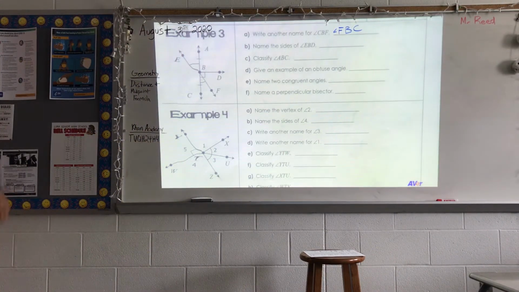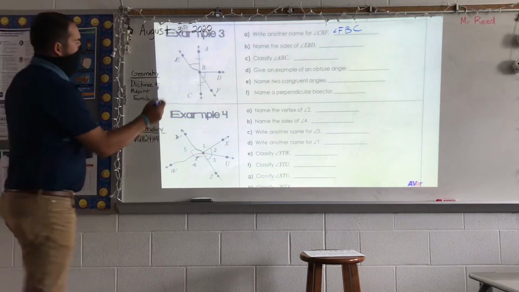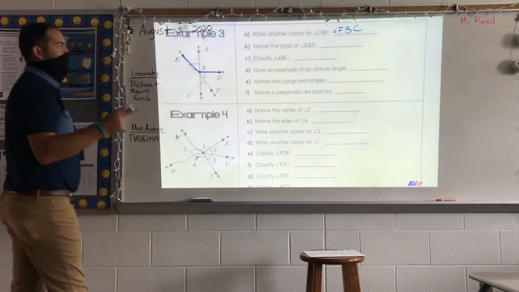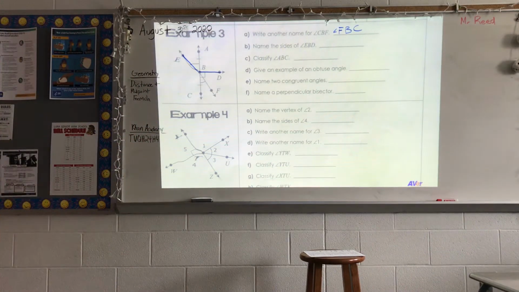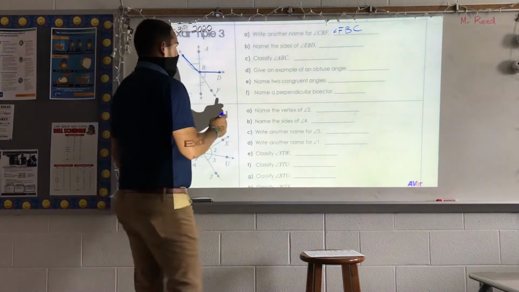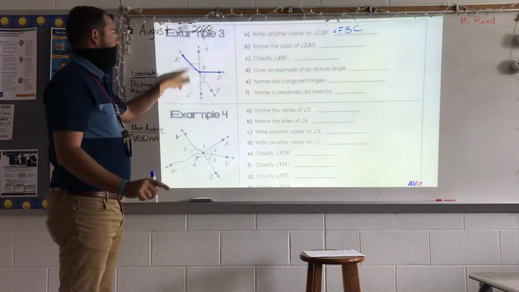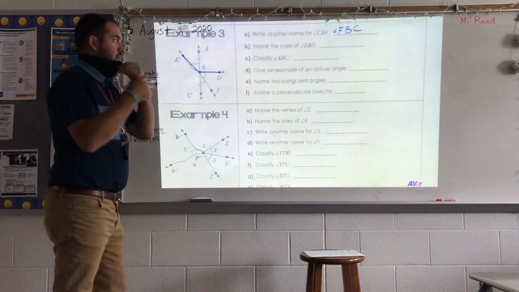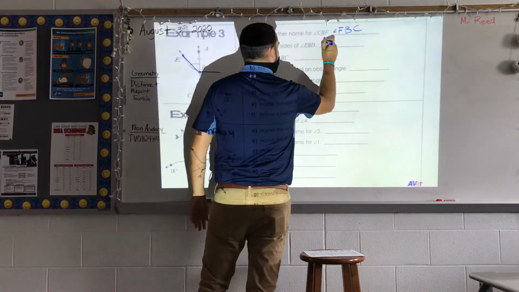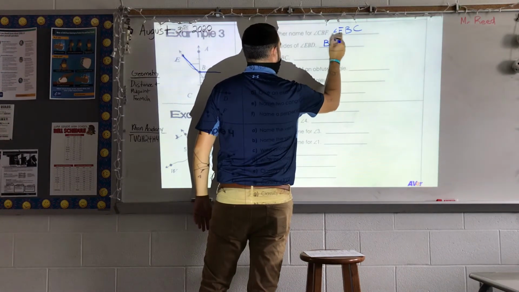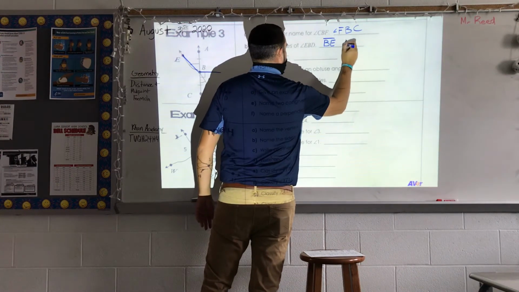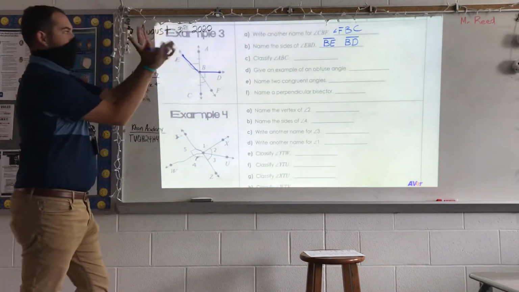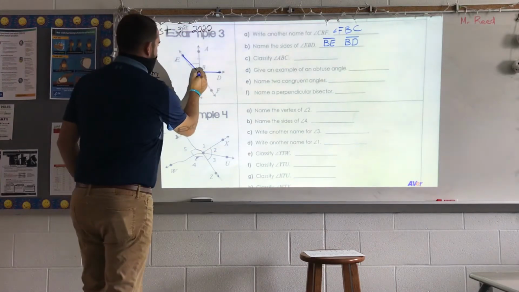Name the sides of EBD. So we have E to B to D. What are the two sides of it? We'll have two answers here. EB and BD. I'm going to flip your first one: BE, then BD, because they're rays, so they start at the point. We work inside out, so BE and BD, because they start at B and go out.